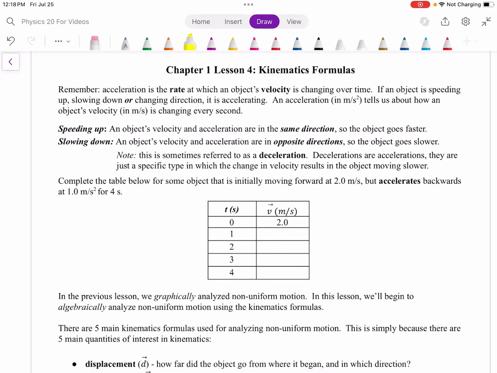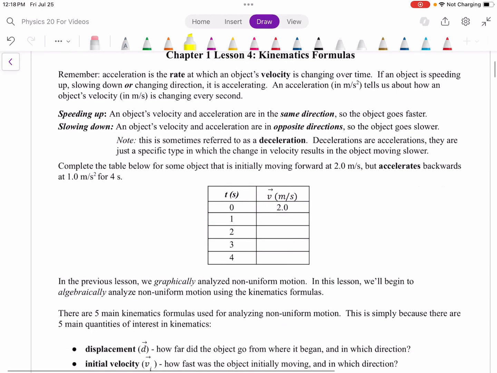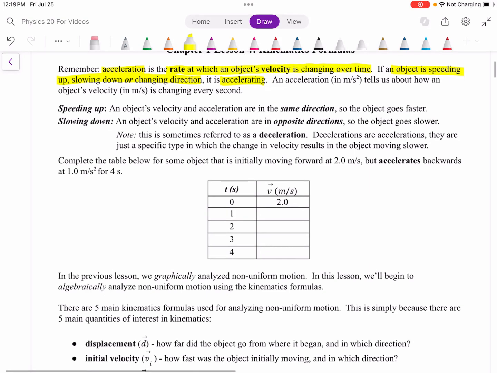So we're just going to start out by reminding ourselves about acceleration, because that's going to come up a lot today as we are analyzing non-uniform motion algebraically with these formulas. So reminder, acceleration is the rate at which an object's velocity is changing. So how much is its velocity in meters per second changing by each second? And so that means if an object is speeding up, slowing down, or changing directions, it is accelerating. Because remember, velocity has both a magnitude and a direction. So if the direction changes, that's still an acceleration because it's still a change in velocity.